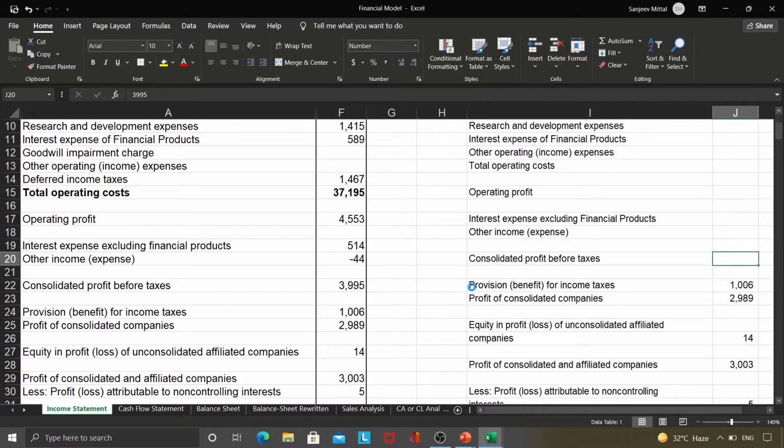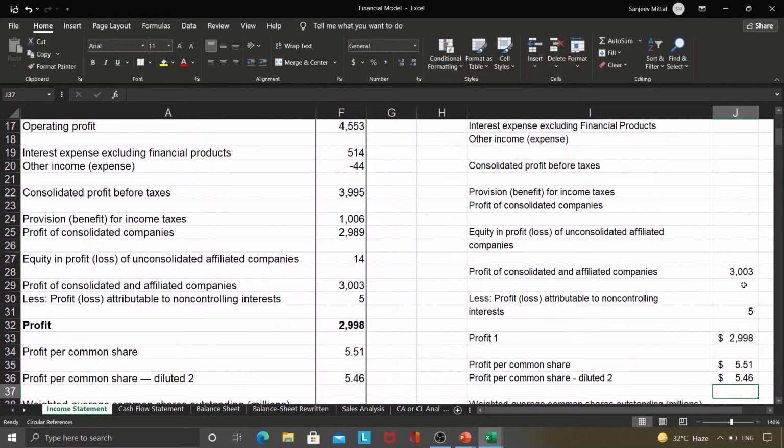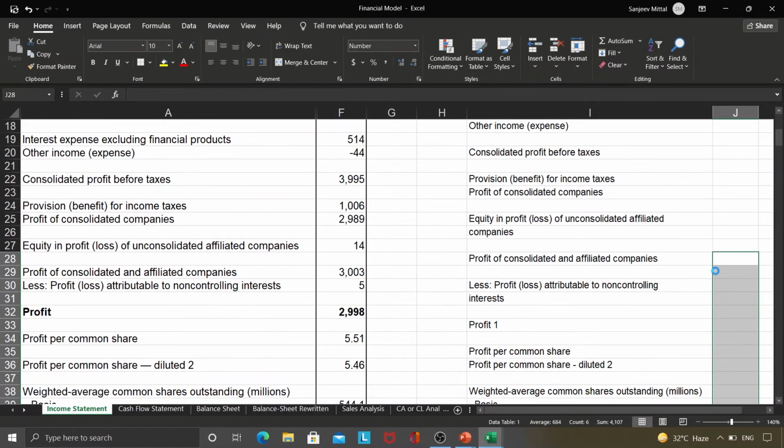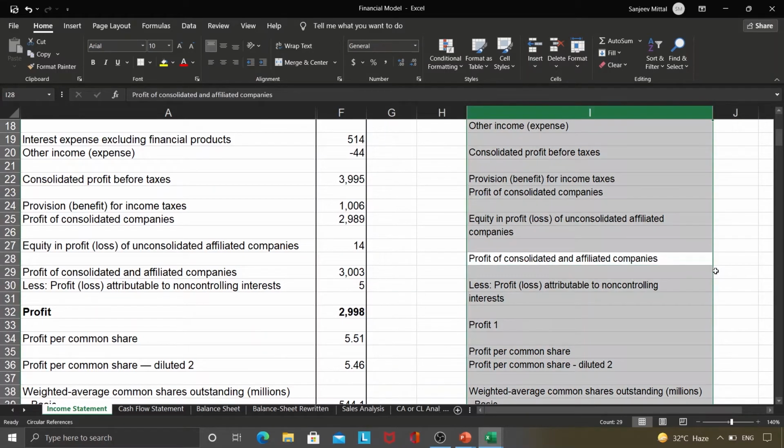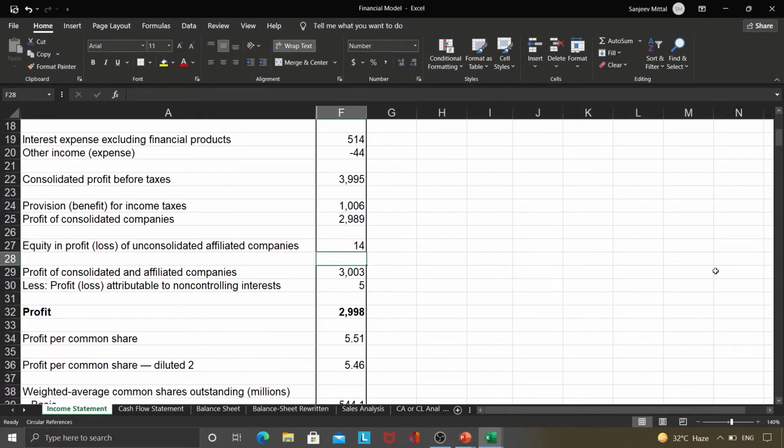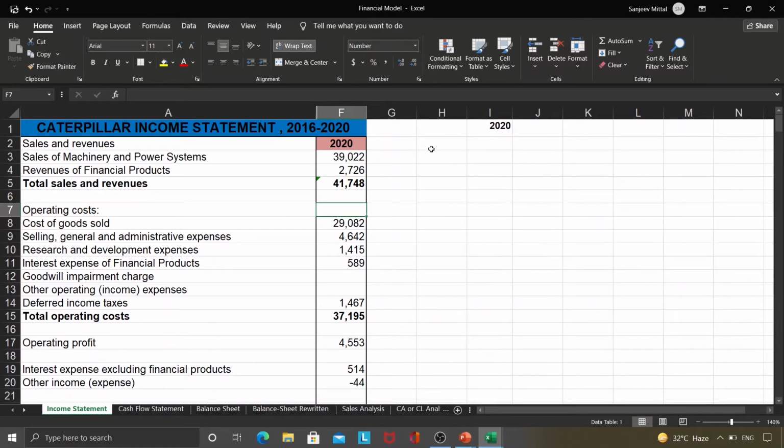3,995 which have been pasted here and after that provision for income taxes and profit of consolidated companies have been prepared and pasted here. And after that you can simply see the equity in profit and loss of unconsolidated affiliated companies have been pasted here and after that you can see the profit of consolidated unaffiliated companies of 3003 have been pasted here. So in this manner, I have pasted and prepared this whole statement. And once I have prepared this, the statement is reflecting only the year 2020 details.